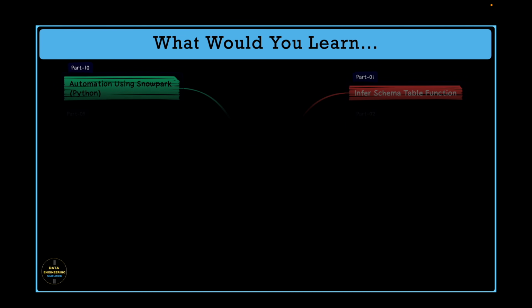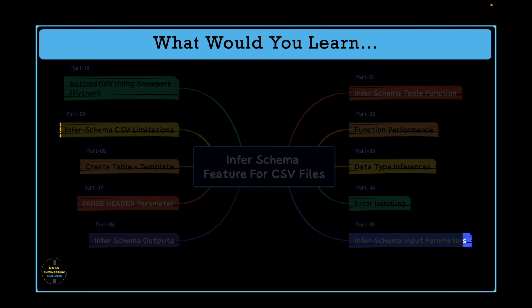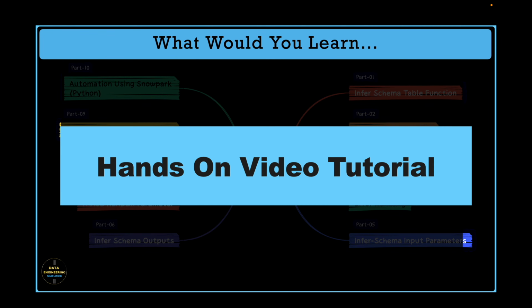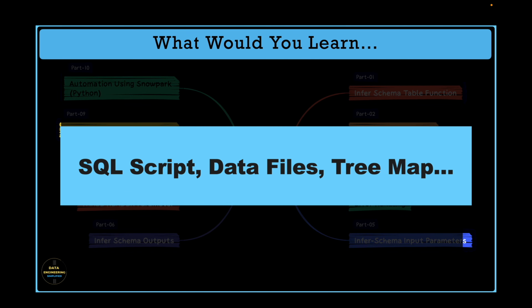This video tutorial offers a wealth of learning. It is split into 10 short sections featuring automation code, Snowpark Python API. In addition to explaining the theory, we will also show you a practical demonstration for each scenario using the Snowflake free trial edition. You can get the sample data files, SQL scripts, and tree map by visiting my blog page. The link to the blog page is provided in the description section below.